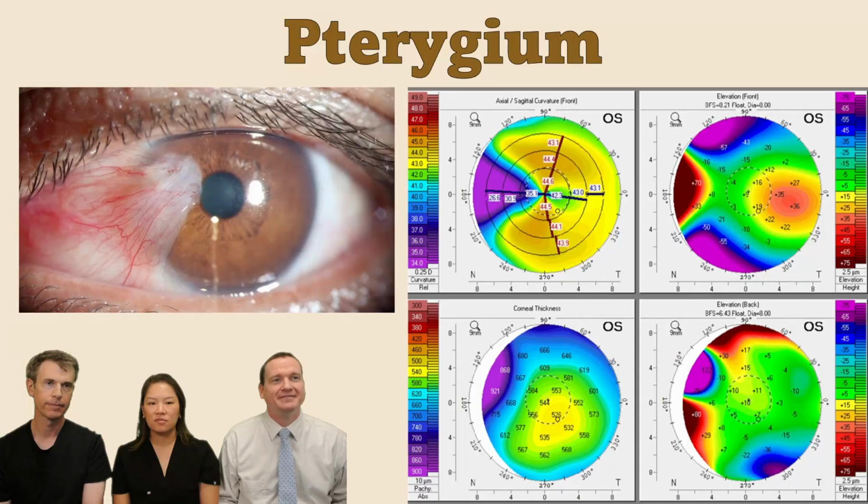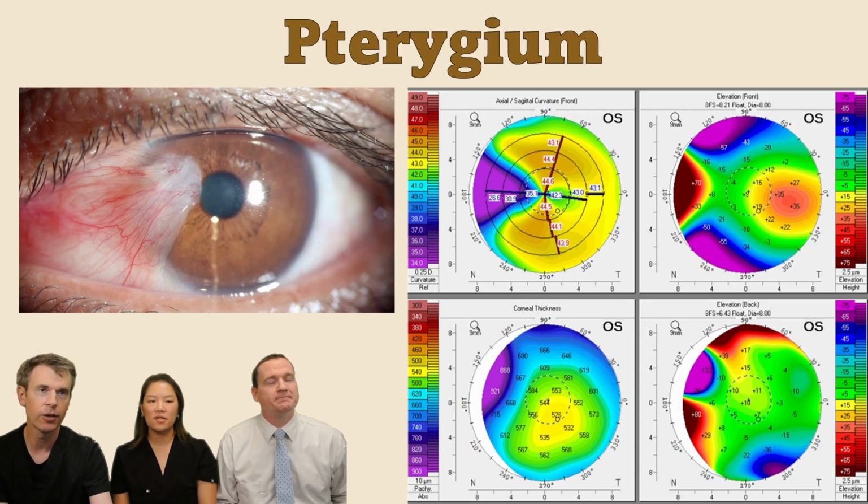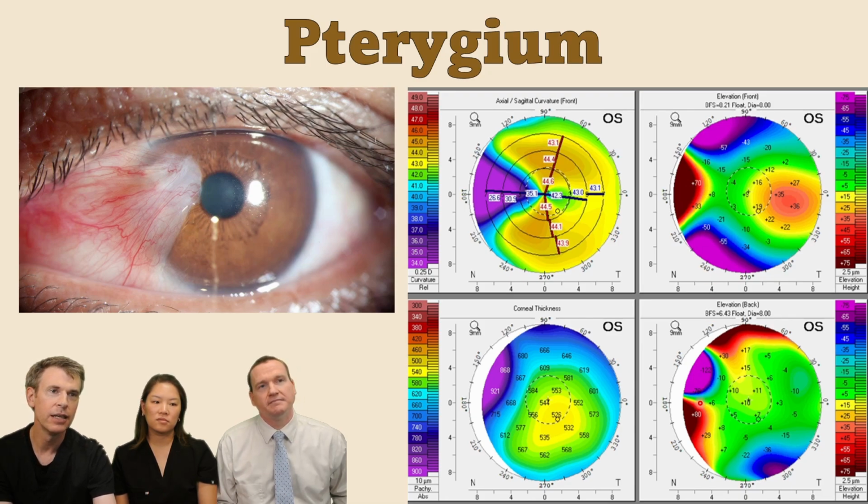Oh, pterygiums, we see them all the time, especially here in Arizona. The sun beats down on us all the time, and this can impact the topography as well. And here, again, you see flattening nasally in the same area as you see the pterygium, with an elevation in the front, I'll explain this in a second, and a thickened pachymetry. So all these four maps make sense.